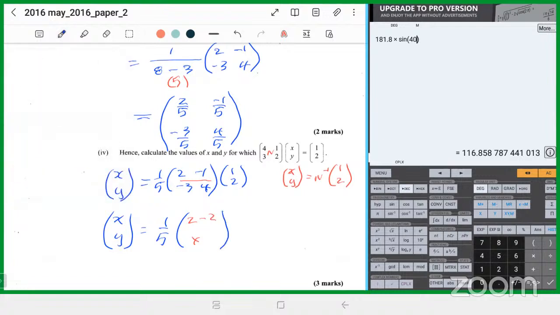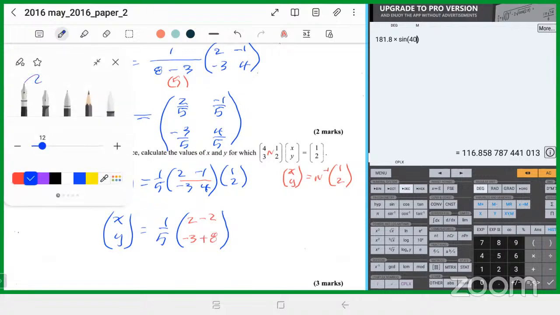Now the second value here is second row, 1 column. So to get it, we're going to use this second row with this 1 column. First element times first element, second element times second element: minus 3 times 1 and 4 times 2. Minus 3 times 1 is negative 3. 4 times 2 is 8.